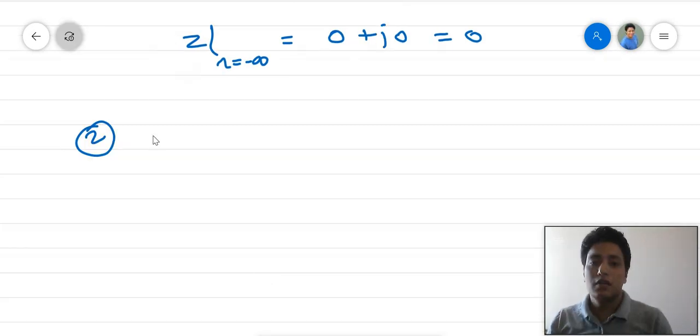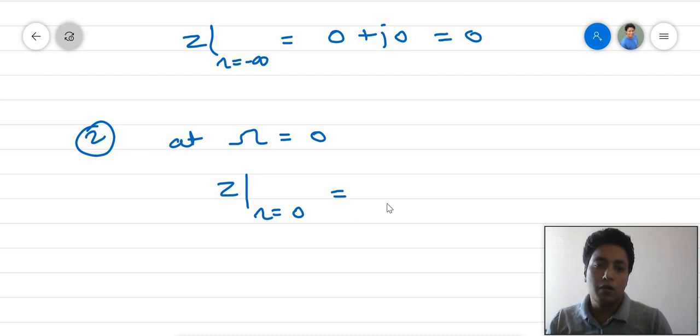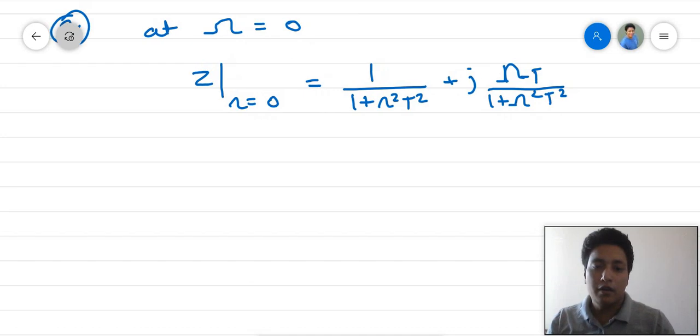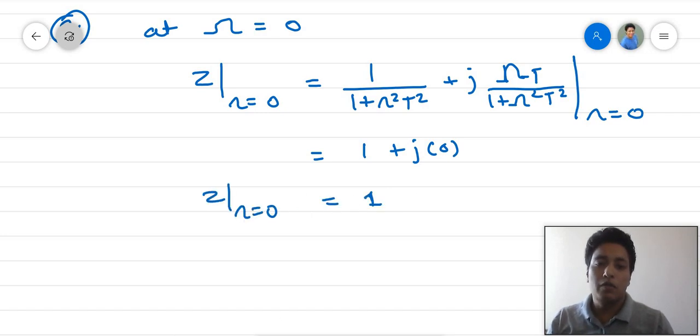Now second case, at omega equal to 0. That means z at omega equal to 0 will be equal to 1 upon 1 plus omega square T square plus j omega T over 1 plus omega square T square at omega equal to 0. Substitute omega equal to 0, it will be 1 plus j0. So z at omega equal to 0 will be equal to 1.